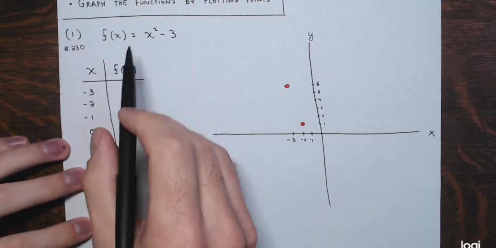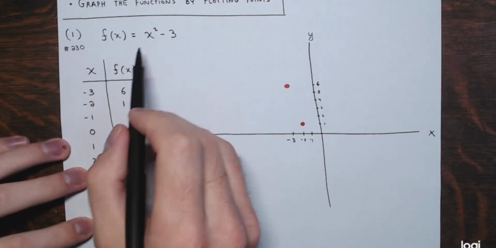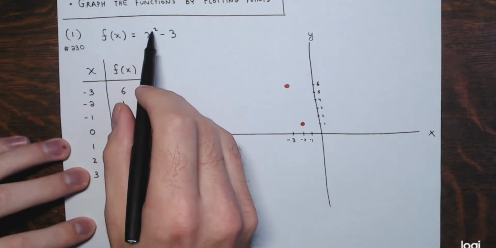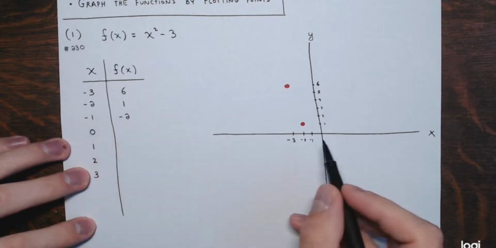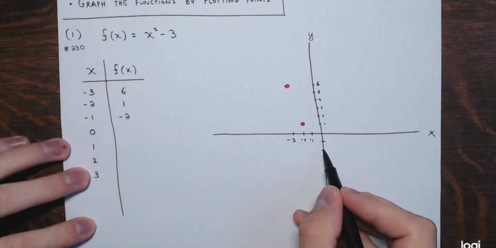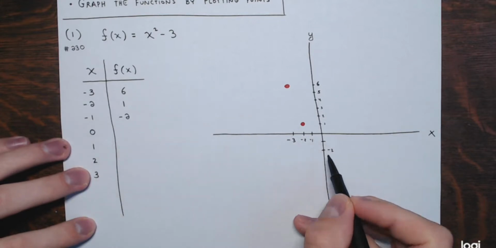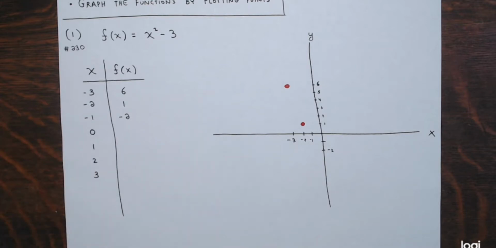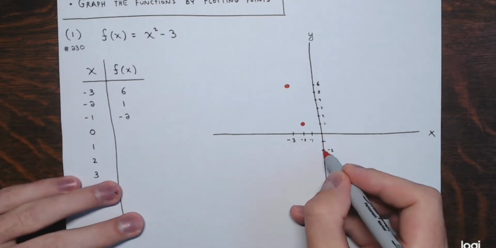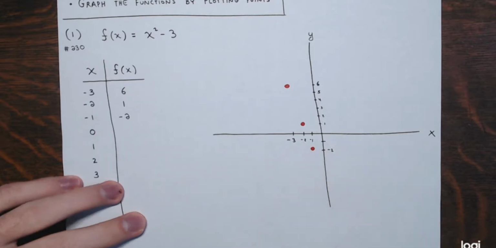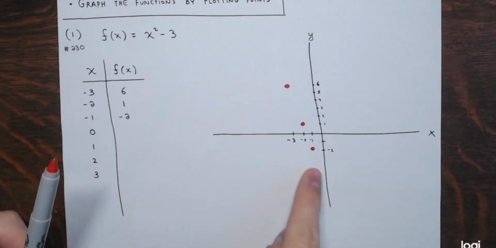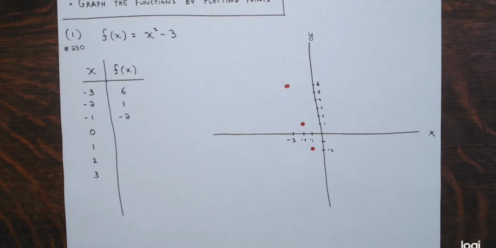Input -1, output -2, right? -1 squared would be +1. 1 minus 3 is -2. Right? So input -1, output -2, right? So I go to -2 on the vertical axis. So -1, -2, there's that point. Now it looks like they form a straight line, but they don't. You're going to see that coming up in the next few points.